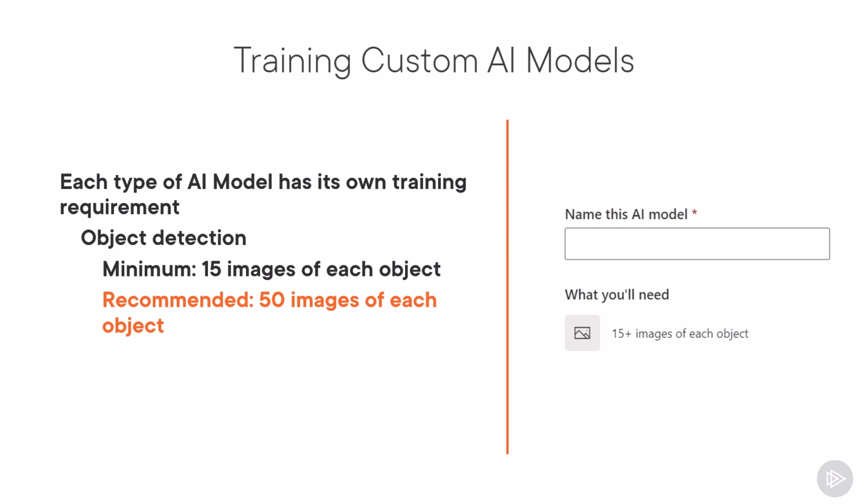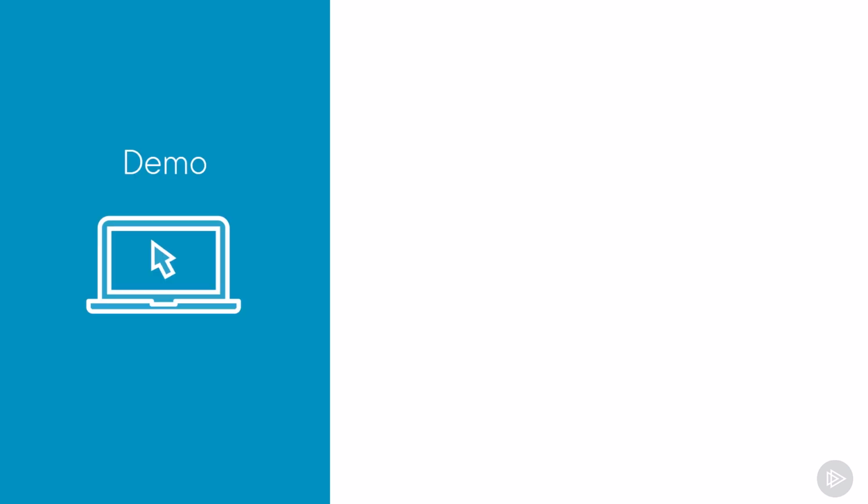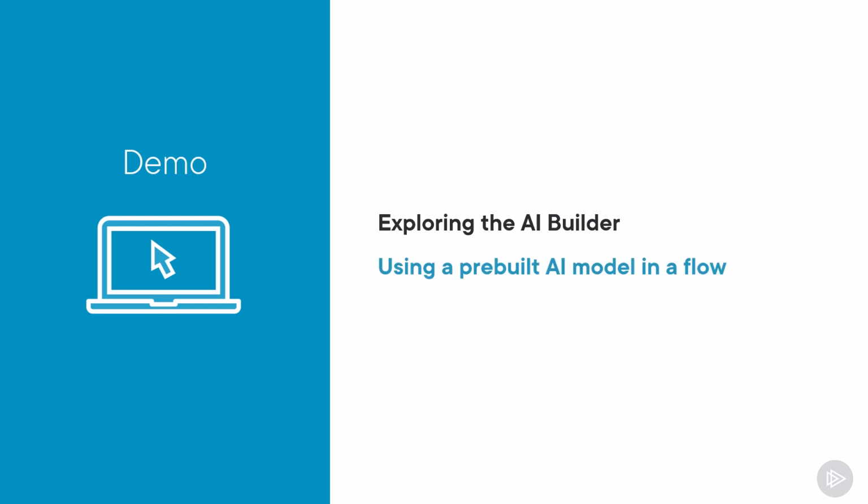One thing that is for sure, the more sample data that you provide, the more trained the model is, and the better results you will have. Now that we have seen the theory, let's go over to the lab environment and explore the AI Builder, as well as see how we can use a pre-built AI model in a Power Automate flow.